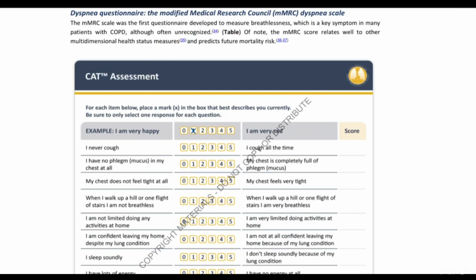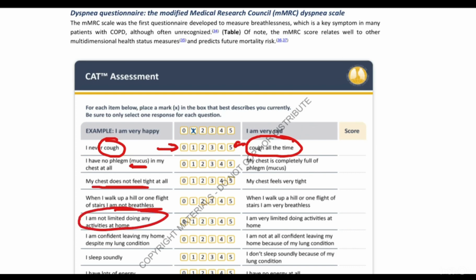Okay, then comes the dyspnea questionnaire, beyond the modified Medical Research Council dyspnea scale, the mMRC scale. This contains a lot of features, not only dyspnea. First is cough. If the patient never coughs, we will give him grade 0. If he coughs all the time, we will give grade 5. Then comes sputum production. Then whether chest tightness is there or not. Then how much breathlessness he has. Then whether activities are restricted or not.